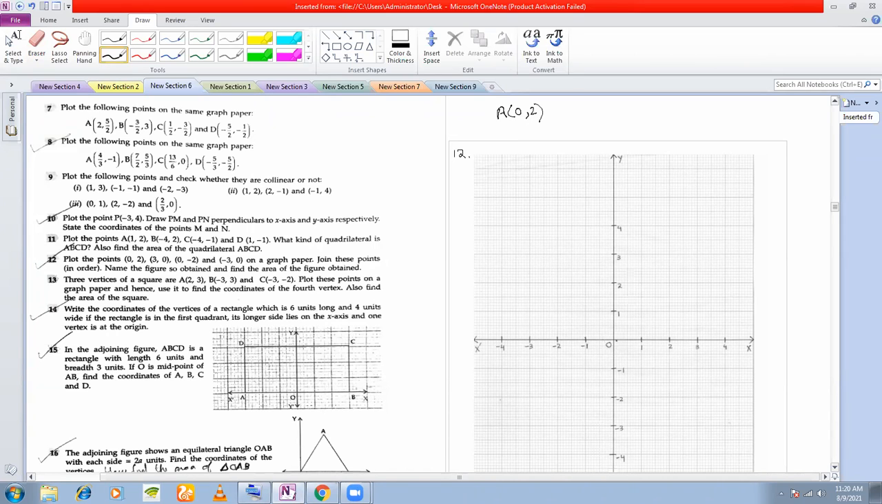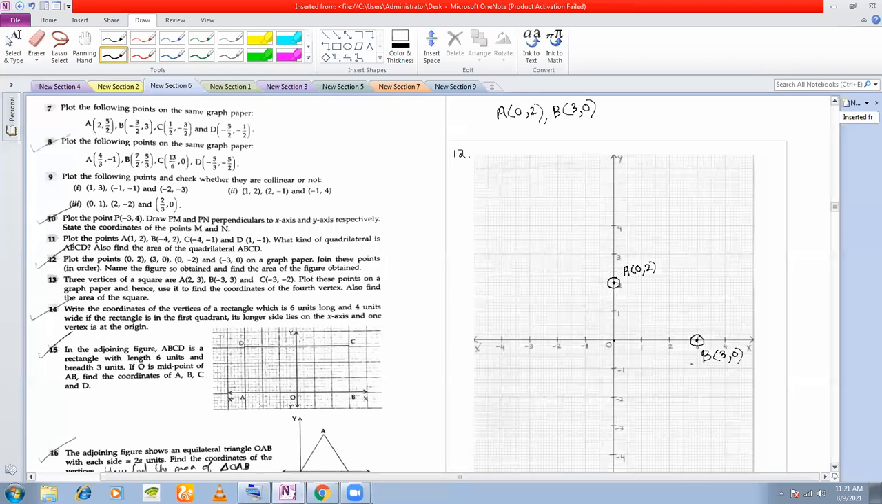How will you plot? 0 means we are not moving horizontally. X coordinate is 0. It lies on the y axis, right? 2. So A 0, 2 will be somewhere over here. Yes, you agree? You agree, all of you? Yes, sir. We have plotted this. Next point they have given is 3, 0. So 3, 0 will be here. I'm sure you agree here also. Let's call this point B. Let's write here B 3, 0.